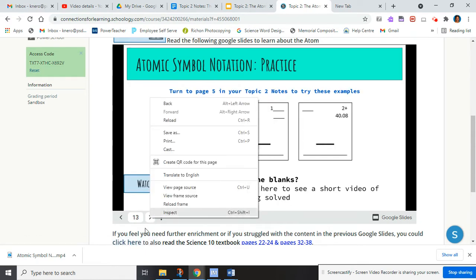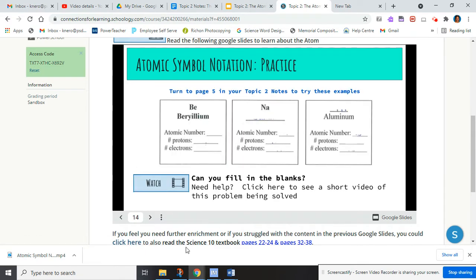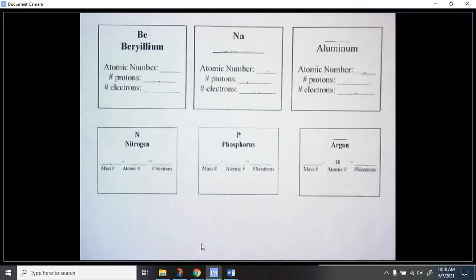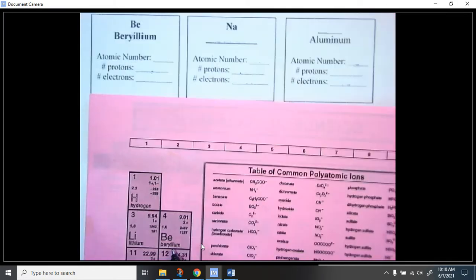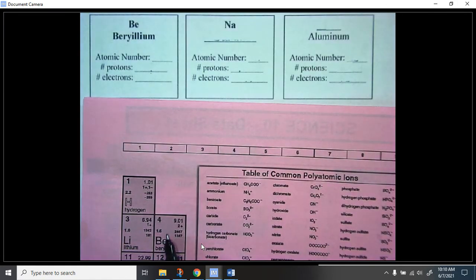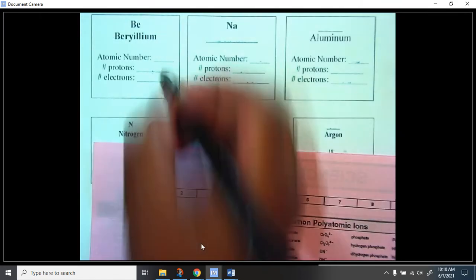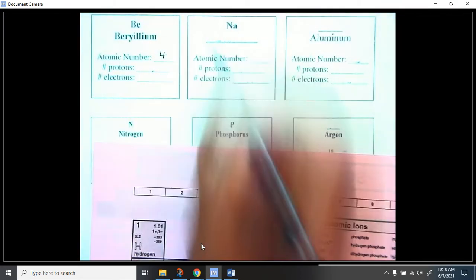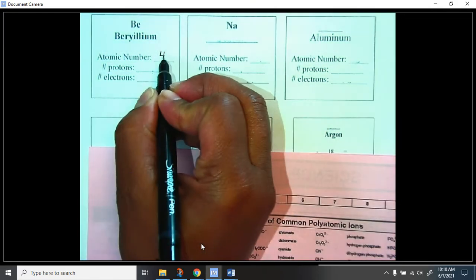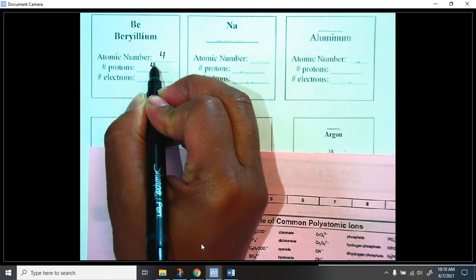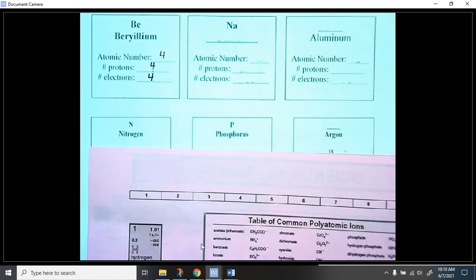Okay, so let's look at these 3 examples then. We're going to find beryllium, which is right here in our table, and the atomic number. Its atomic number is 4, so let's put that in there. Since its atomic number is 4 and it's an atom, not an ion (we haven't talked about ions yet), that means it's going to have 4 protons and 4 electrons.